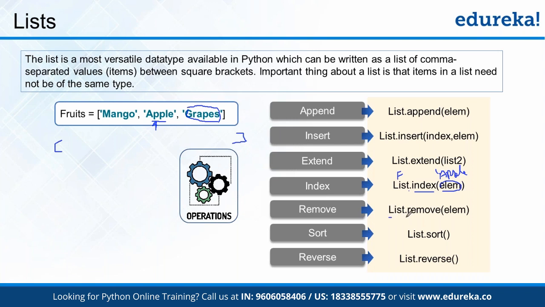So I can use list dot remove element, right? And in place of list, again we will write fruit dot remove, and here we will write the element name. Let's say here this is grapes, right?